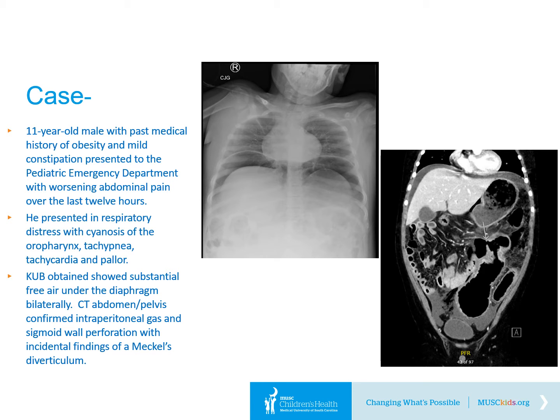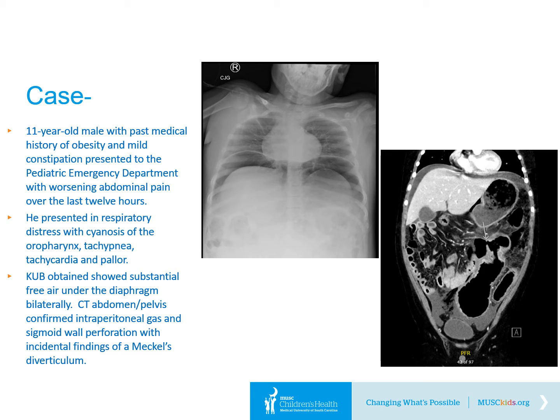So in our case, we had an 11-year-old male, past medical history of obesity and mild constipation that required Miralax daily at home. He presented to our pediatric emergency department with worsening abdominal pain over the last 12 hours. On arrival into our unit, he was in respiratory distress with oropharynx cyanosis, tachypnea, tachycardia, and pallor.